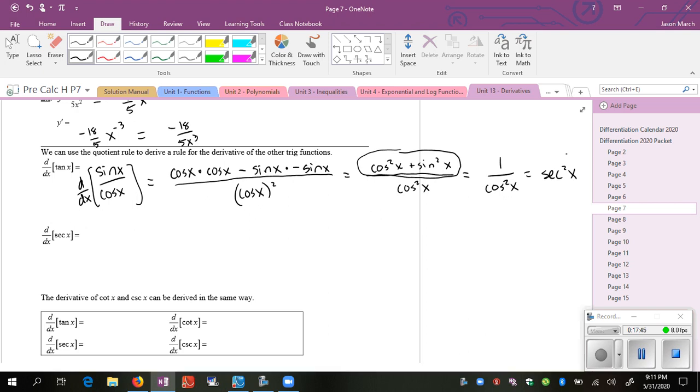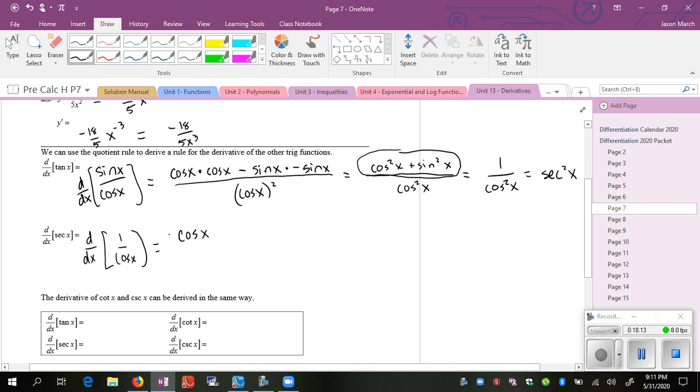All right, secant x. We are going to have to rewrite this as the derivative of 1 over cosine x. Now there's another rule we could use here called the chain rule. We haven't learned it yet, so I'm still going to do this one using the quotient rule. So low d high, what's the derivative of the top?